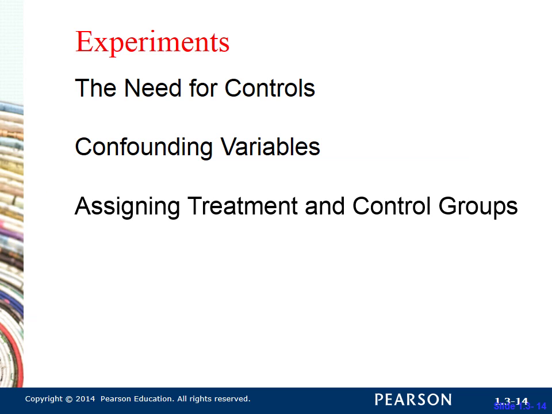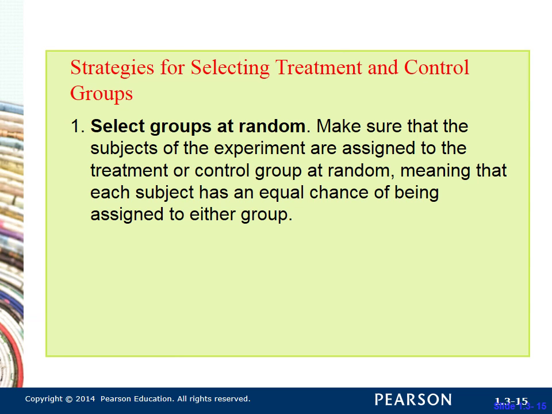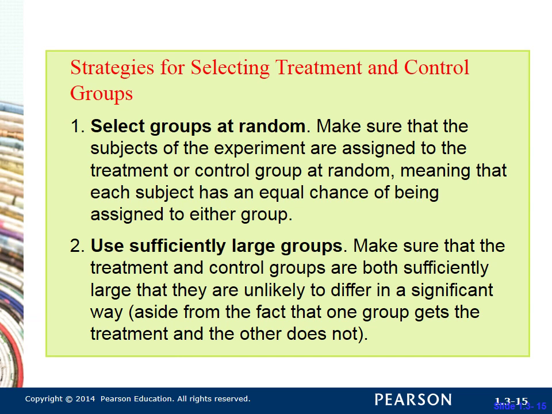So when we assign our treatment and control groups, we want to try to make sure we don't have confounding variables. So one thing we're going to do is select our groups at random, make sure that the subjects of the experiment are assigned to the treatment or control group at random. So either one has equal chance of being assigned to either group.